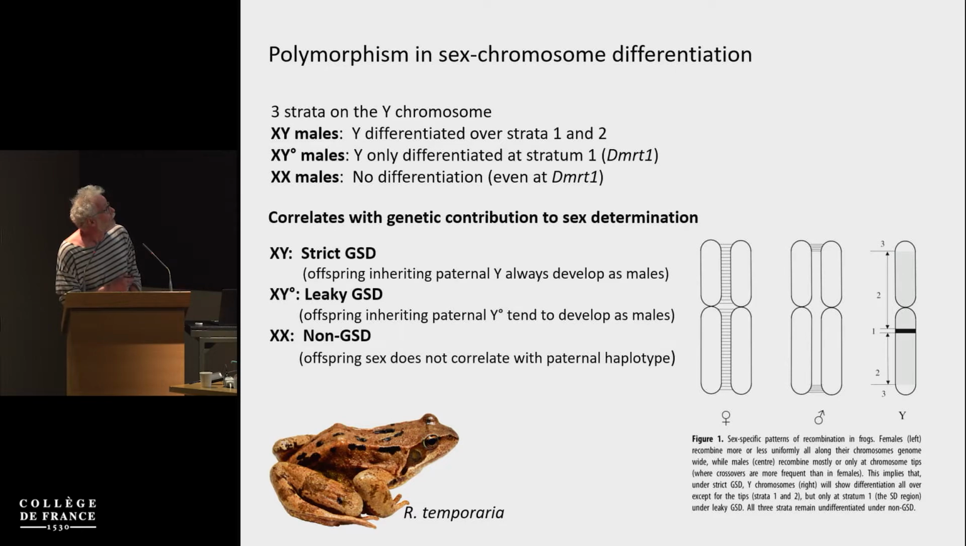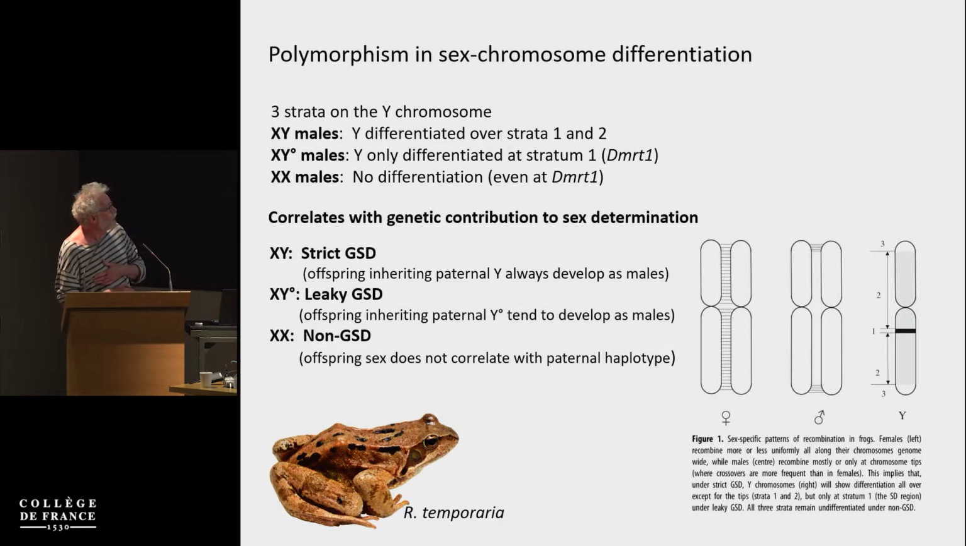And this polymorphism correlates with genetic contribution to sex determination. In XY males, we have a strict or nearly strict genetic sex determination, in the sense that if the father is XY, then all offspring that inherit the paternal Y chromosome develop as males. There are a few exceptions, but rare. In XY-naught, we have a leaky GSD system, in the sense that the offspring that inherit the paternal Y-naught tend to develop as males, but there are many exceptions. And those that inherit the paternal X tend to develop as females.